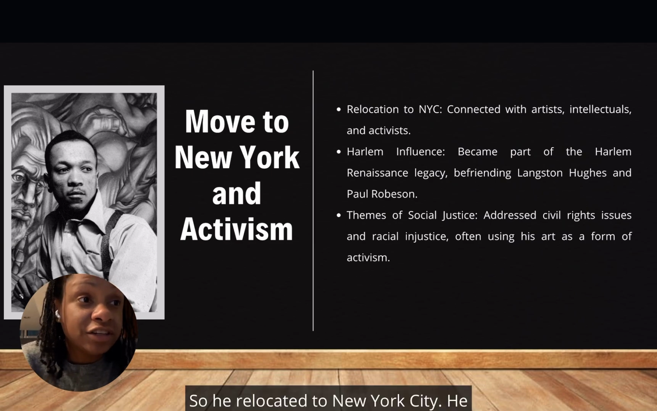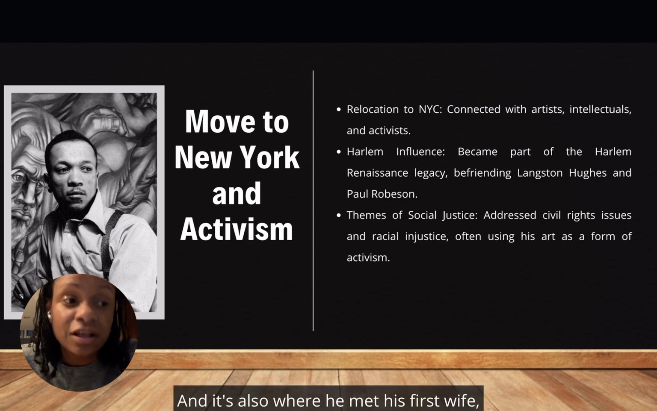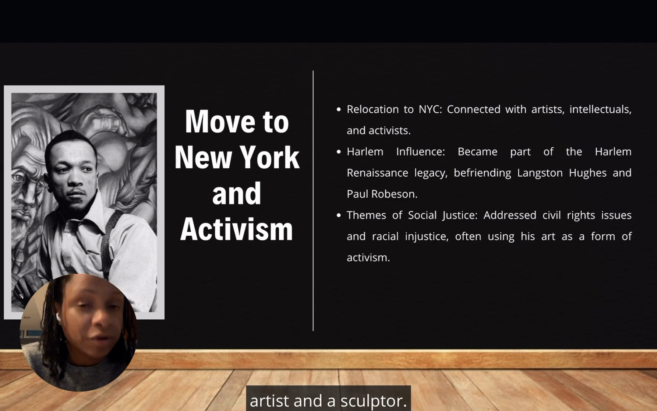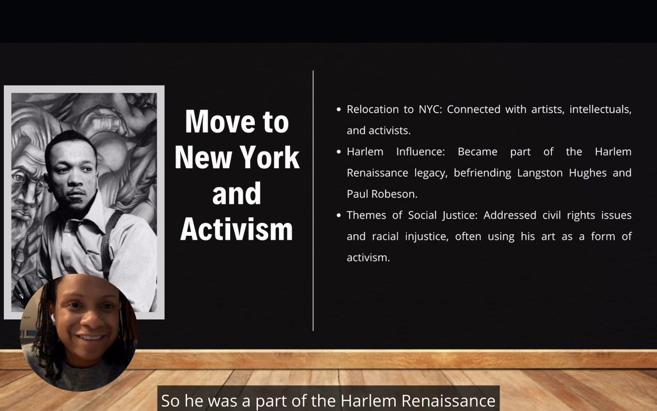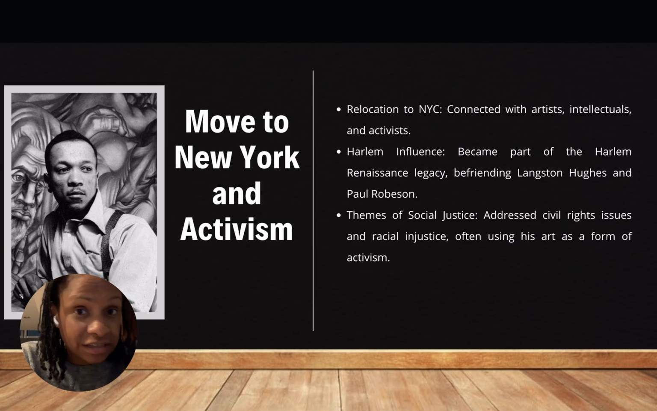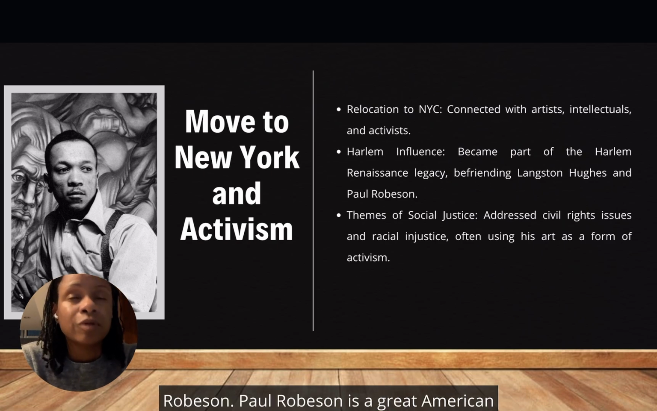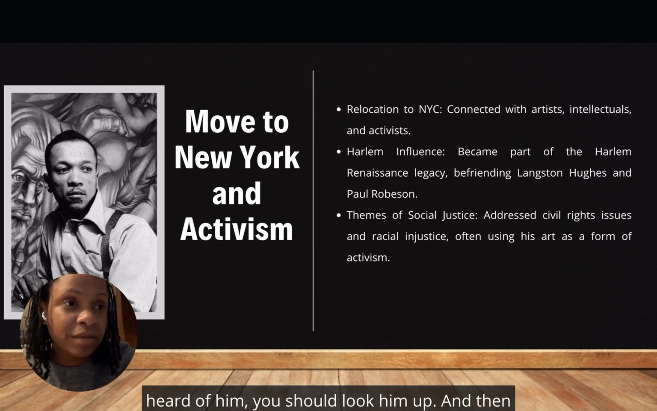So he relocated to New York City. He connected with artists, intellectuals, and activists, and it's also where he met his first wife, Elizabeth Catlett, who is also a phenomenal artist, a sculptor, sorry. So he was a part of the Harlem Renaissance legacy. He was friends with Langston Hughes and Paul Robeson. Paul Robeson is a great American tenor and American opera singer. He's incredibly important. If you've never heard of him, you should look him up.